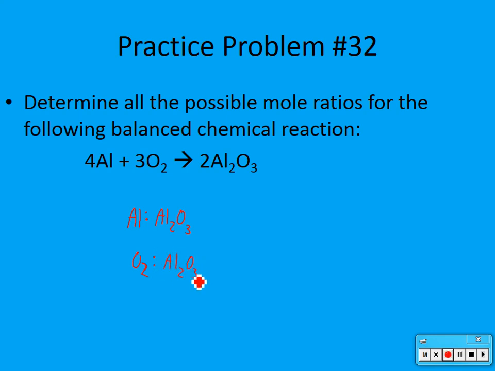What other ones could we have? I guess we could have aluminum to oxygen and vice versa. And that might be it. So let's see if we can come up with these mole ratios.